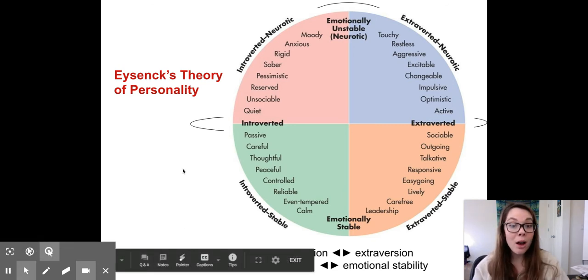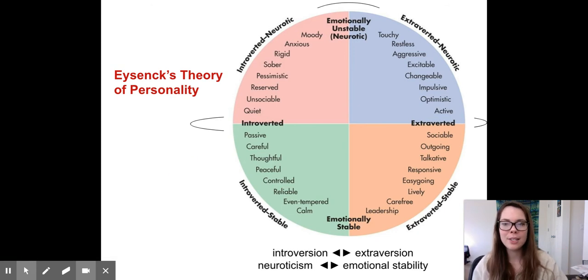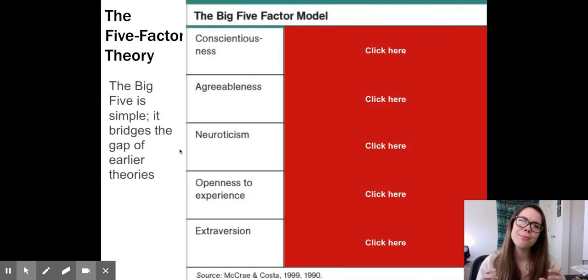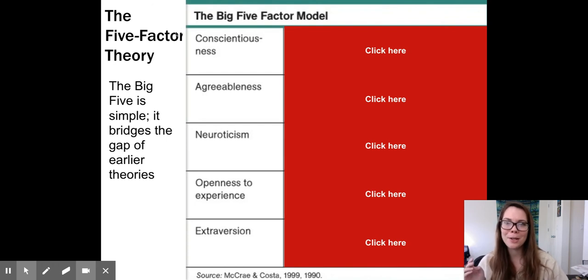All right, so let's move on to our next theory. We have the Big Five factor theory. Make sure we highlight it and put a star next to it, because the AP test loves the Big Five factor model. The Big Five personality theory is simple. It bridges the gaps of the earlier theories and it's put together by these five aspects. And the Big Five factor model is actually still used a lot today.